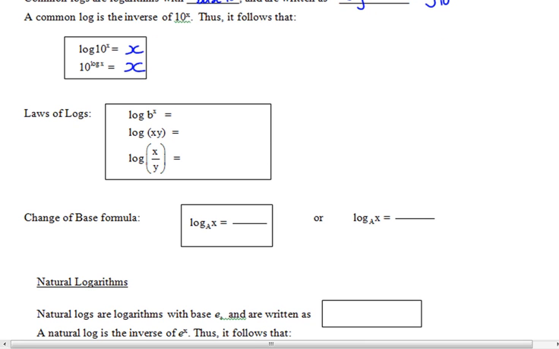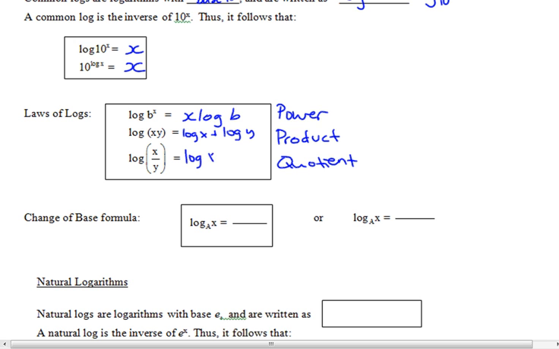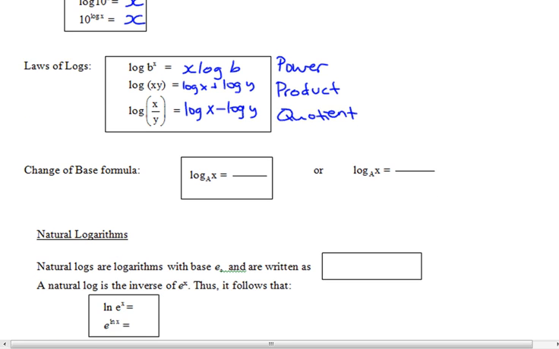Okay, so log laws. These were on the board, and they're also at the front here. This is our power law. Then we have the next one, called the product law, and the last is the quotient law. So log x plus log y, and log x minus log y. I love logs. They're so much fun.